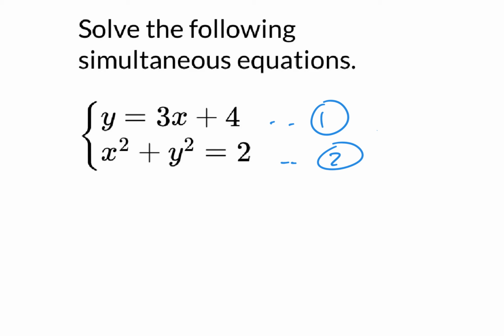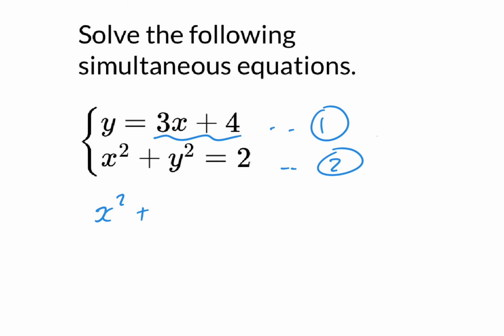This one is fairly straightforward because you can see your linear equation. You've got your y term written as the subject, so you've got y is equal to, so it makes it very easy. So all we're going to do is everywhere we see y in our second equation, we're going to replace it with 3x plus 4. So instead of writing y squared, you're writing 3x plus 4 squared, and then is equal to 2. That is your equation 2. So we've subbed equation 1, our linear equation, into equation 2.